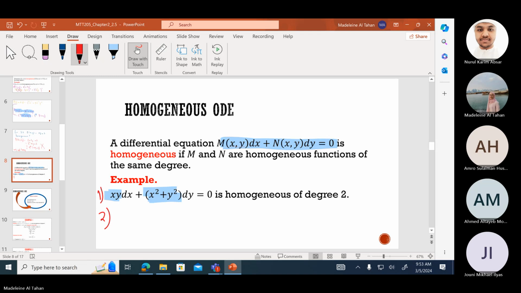So let's say x dx. Is it homogeneous or not? Yes.